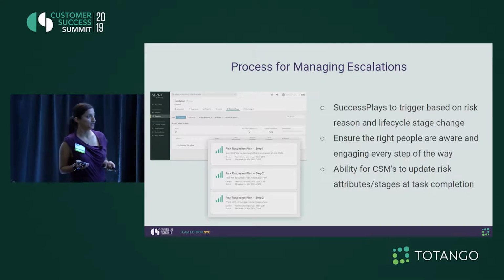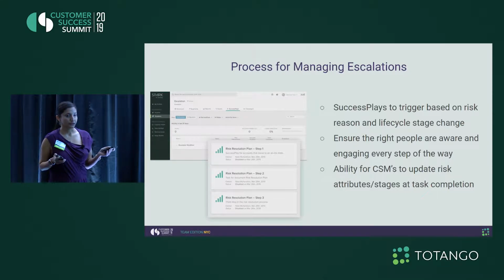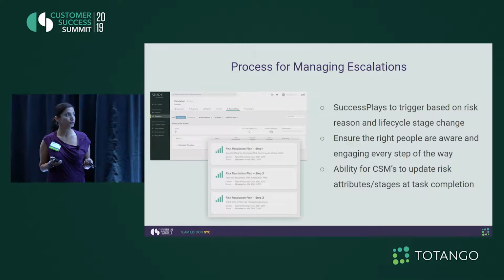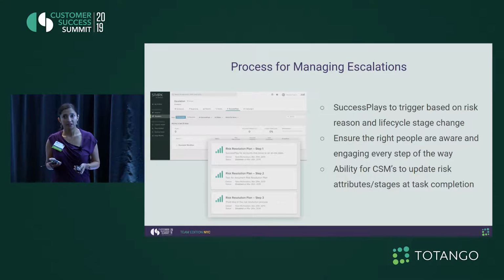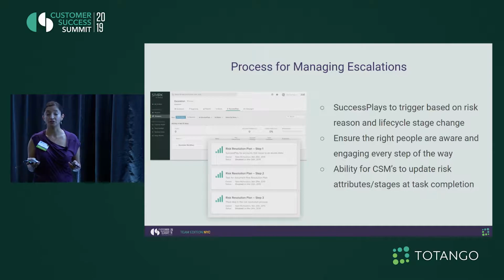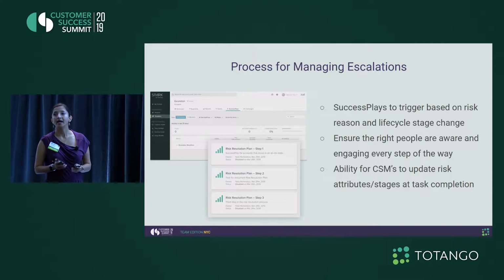So success plays, SMART tasks, are a way to be able to do that. So one of the ways that we can do it is triggering a success play. So now we're talking about the automated. I just finished talking about manual, but this is the automated. You can trigger it based on the risk reason, you can trigger it based on life cycle stage, and you can leverage success plays to also ensure that the right people are engaged, involved every step of the way. And you can build success plays upon success plays to follow each other and cover all areas and make sure that all the gaps are addressed.